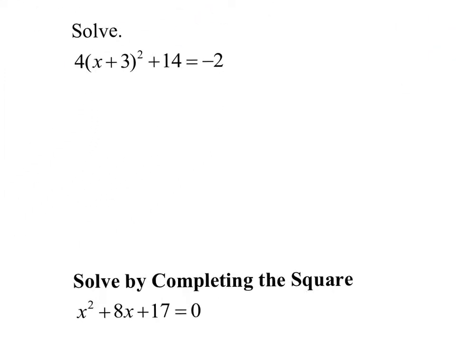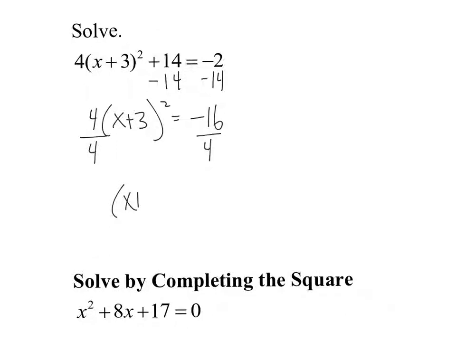So here again we have a quantity squared, and what we want to do is get the quantity that's squared all by itself first. So I'm going to start by subtracting 14 from both sides. That gives me 4 times the quantity x plus 3 squared equals negative 16. And now again I'm going to divide both sides by 4. So that's going to give me x plus 3 squared equals negative 4.